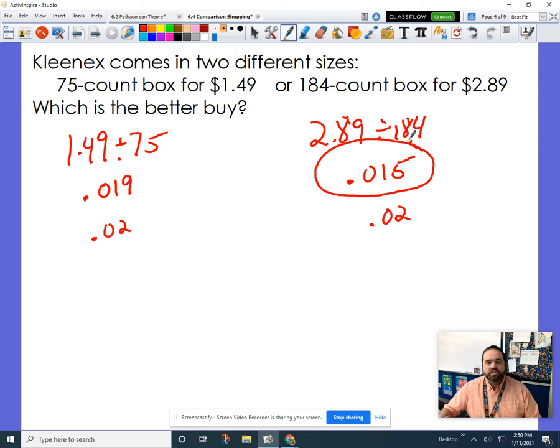Ultimately, as far as the questions go, I'm asking which one is the better buy, so it's either this one or this one. You don't necessarily have the numbers to back it up, so that'll be on you to carry these out far enough that you can see which one's technically the better buy.